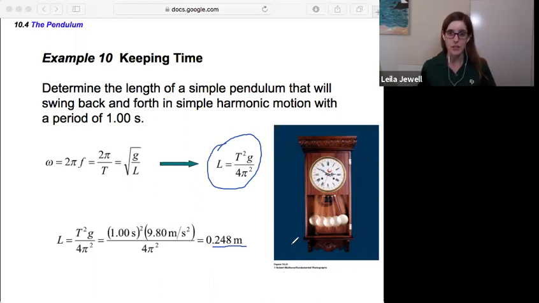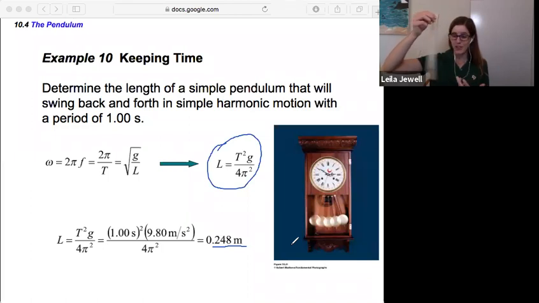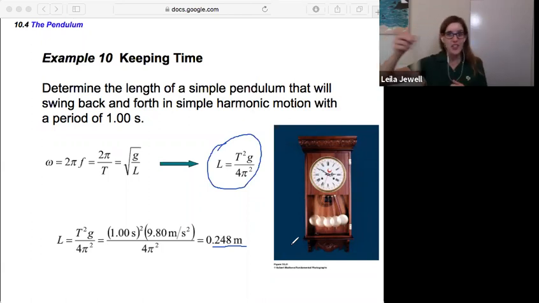0.248 meters, which is about the length of a ruler, right? And this is indeed how grandfather clocks look, where they have that pendulum swinging back and forth. That's because they're a pendulum, and the length of that pendulum sets the period of the clock with great accuracy, unless you're on a ship, somewhere where there's a g that's changing, there's other accelerations present.